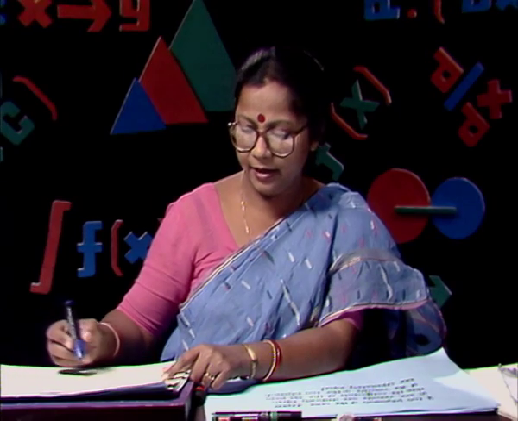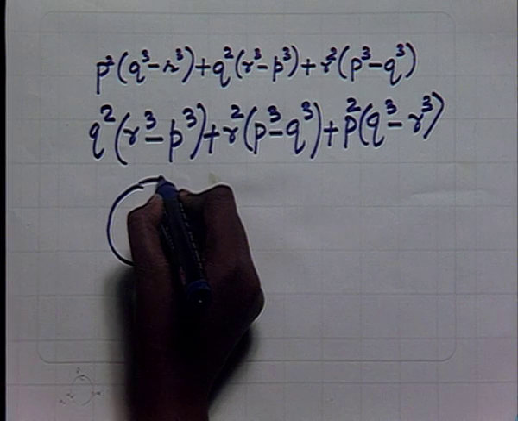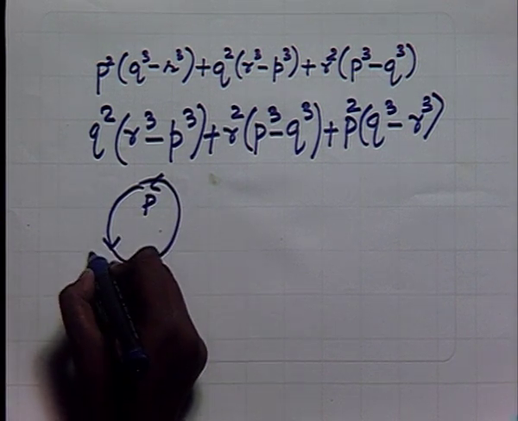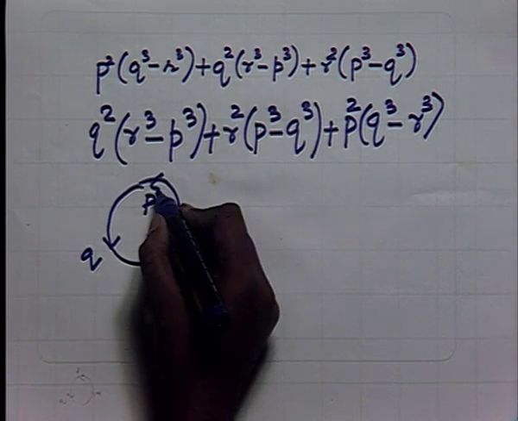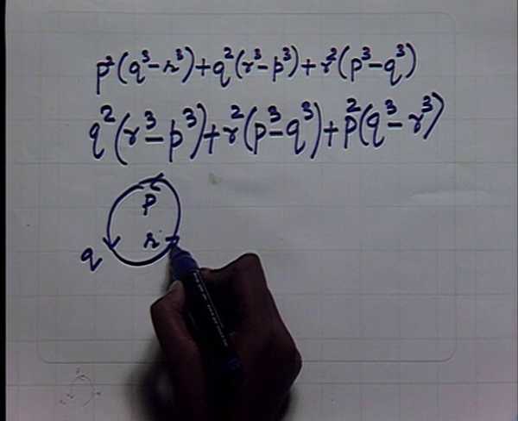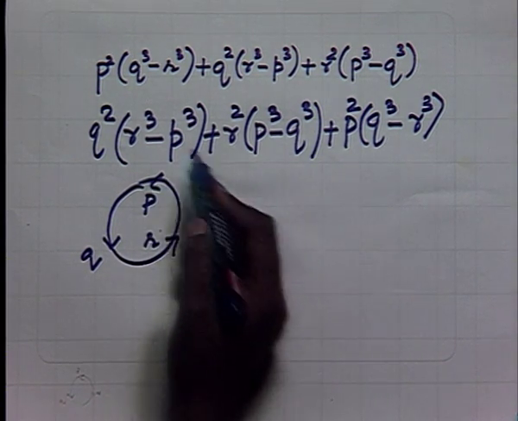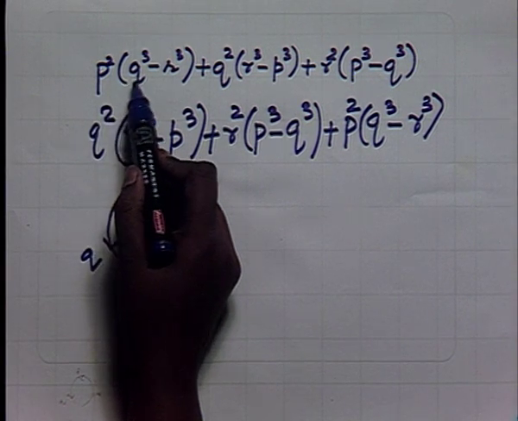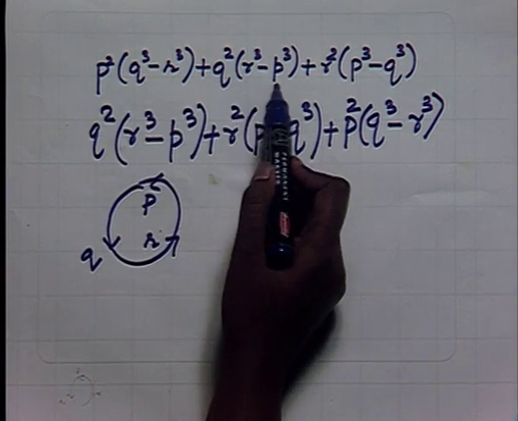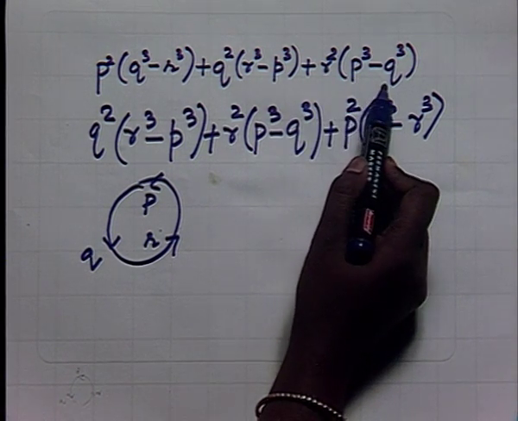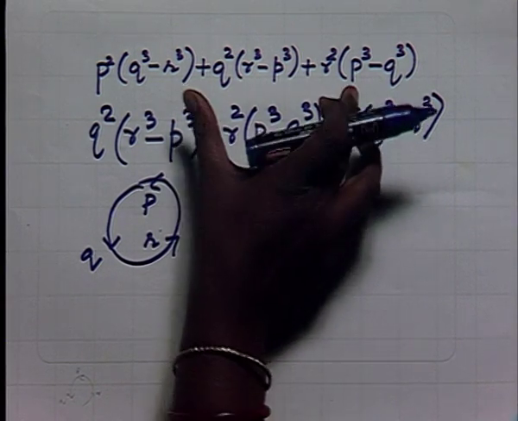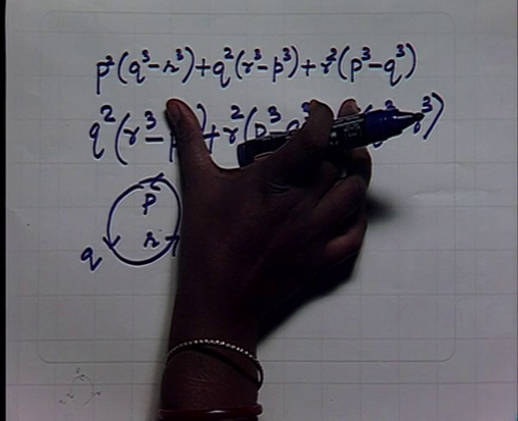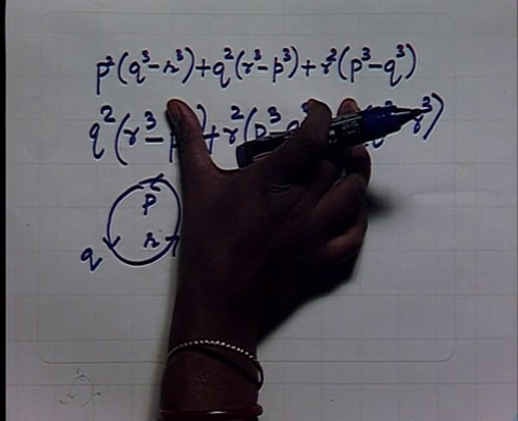So, again we find that if the letters p, q and r are moved in this circular fashion, that is p is replaced by q, q is replaced by r and r is replaced by p, then the terms p square into q cube minus r cube, q square into r cube minus p cube and r square into p cube minus q cube also change in the same circular fashion. Such expressions are called cyclic expressions or expressions written in cyclic order.